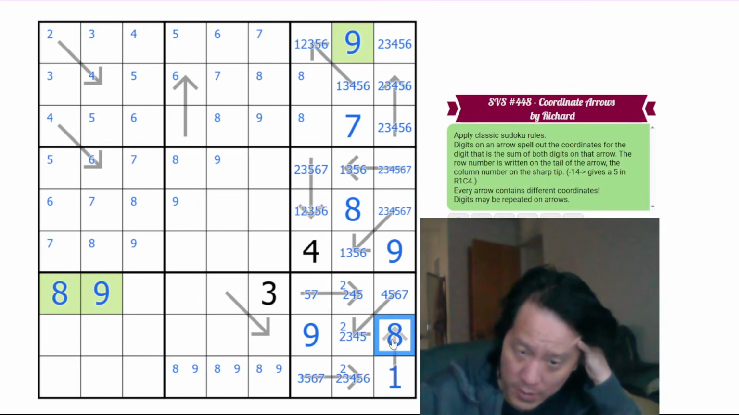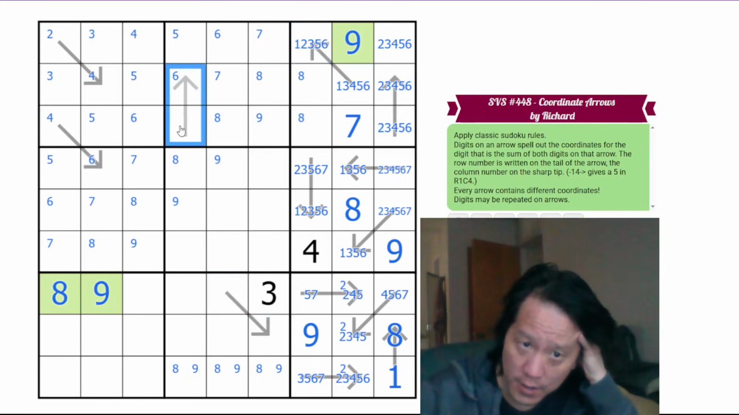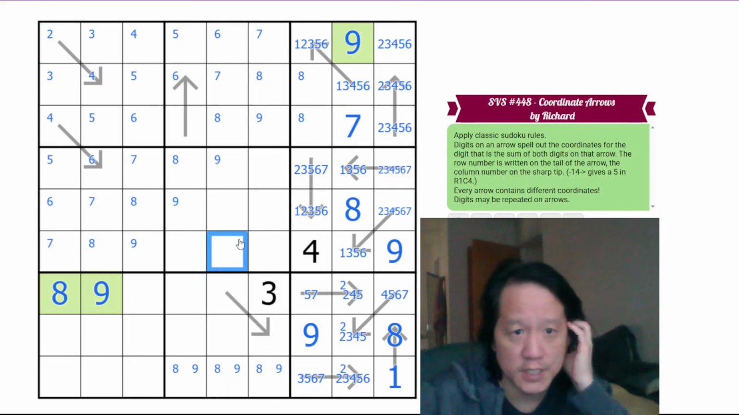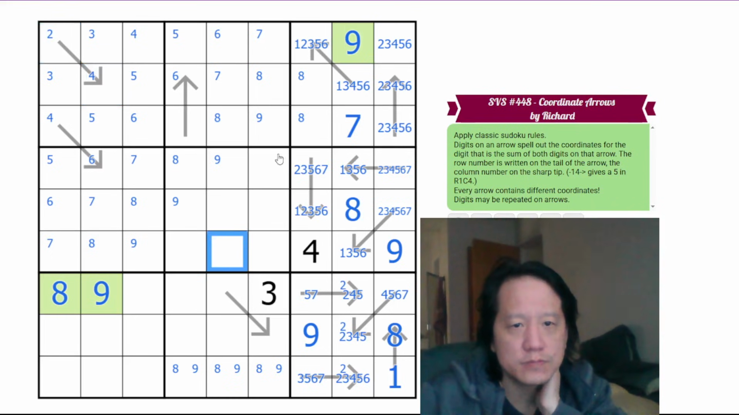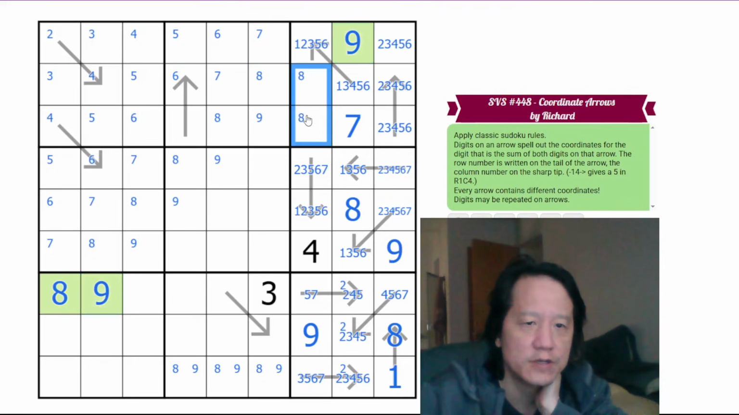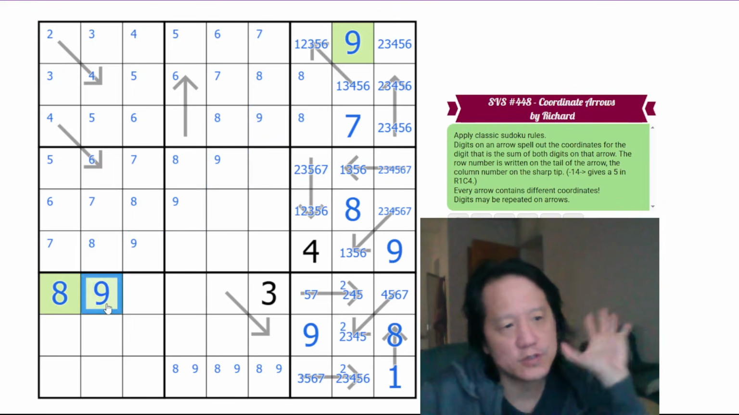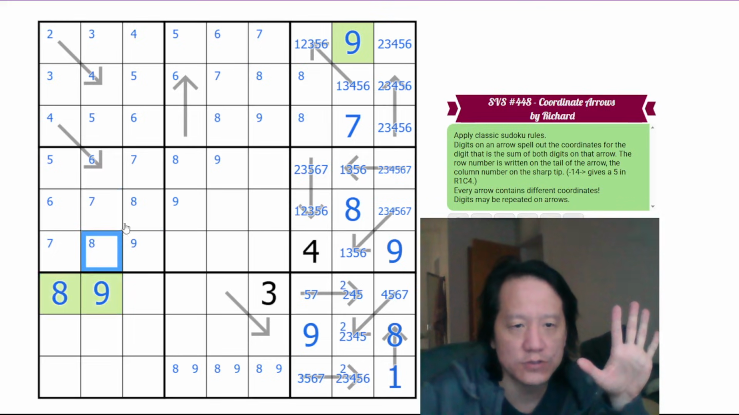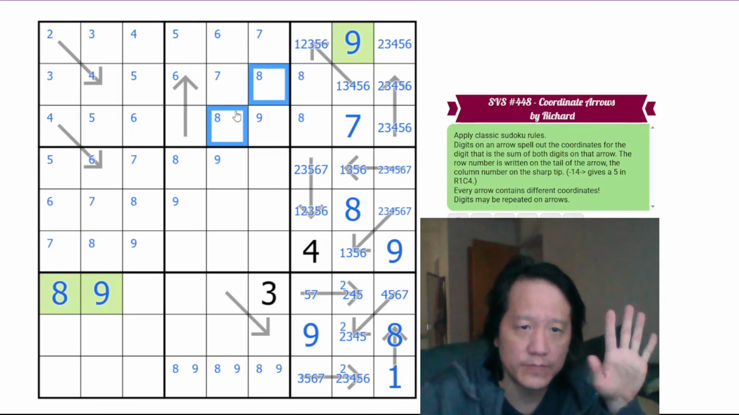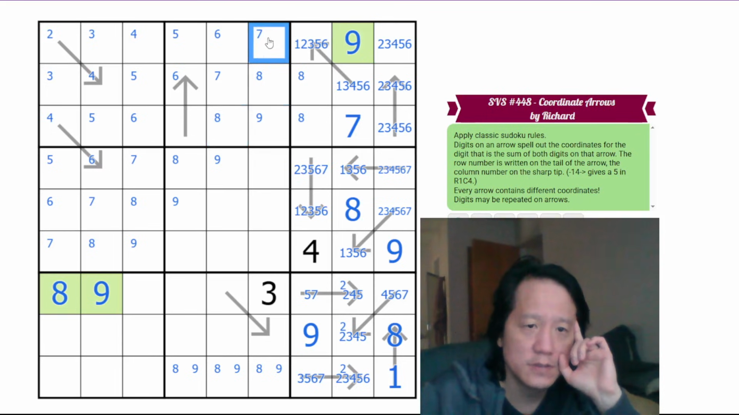We have 1, 2, so 4 plus 3 is 7, plus 2 is 9, 10, 11, 12, 13. We have 1, 2, 8 can't be part of the coordinates. So how many 9s can we have? 1, 2, 3, 4, 5. So that's 5. How many 8s can we have? 1, 2, 3, 4. That's 9. 7s, 2.